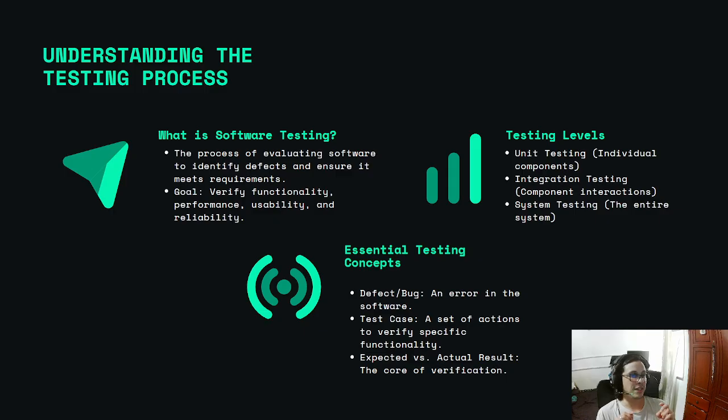Finally, there are three essential concepts. First, defect or bug. This is an error in the code. Second, test case. This is a step-by-step plan to test a specific feature. And third, expected versus actual result. We compare what should happen against what really happened.